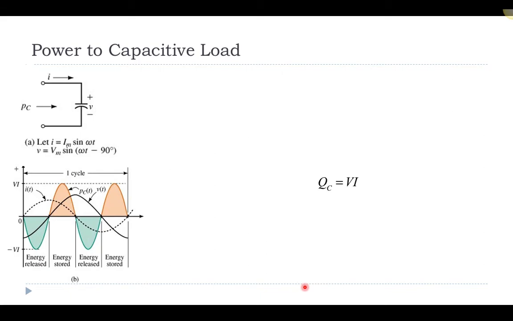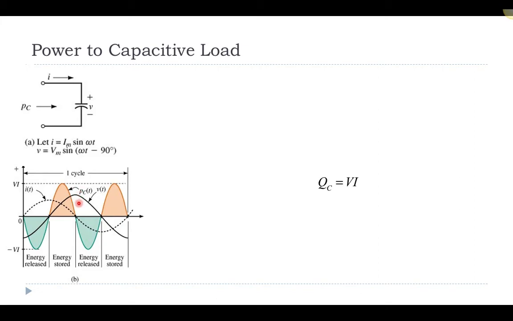If I go through the same process for a capacitor that's connected to an AC source, the big difference here, of course, with the capacitor is that the current leads the voltage by 90 degrees. So this has a negative phase angle. So that means that the current is actually ahead of the voltage. And we can see that here. The current is a maximum first, and then the voltage is a maximum later.